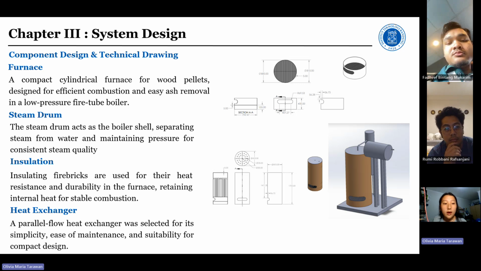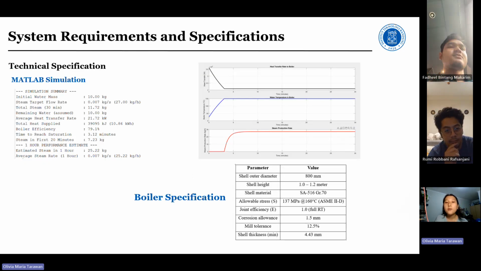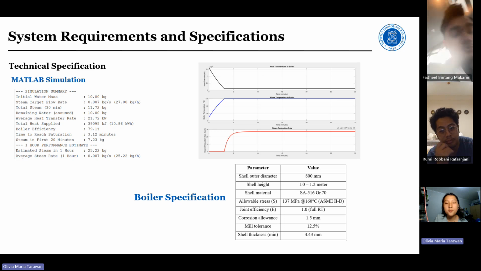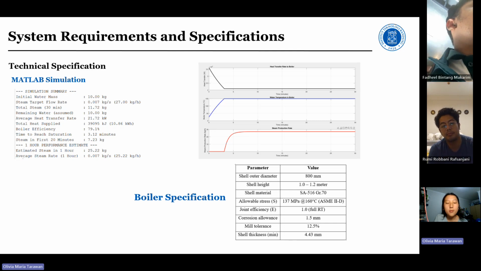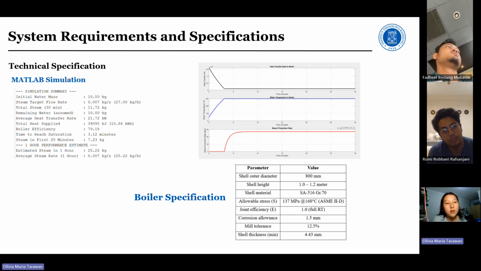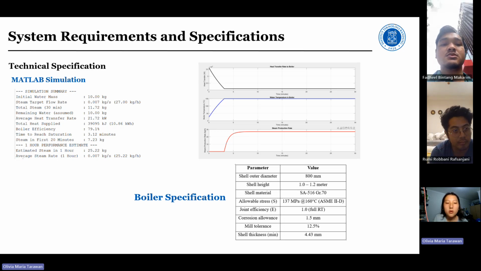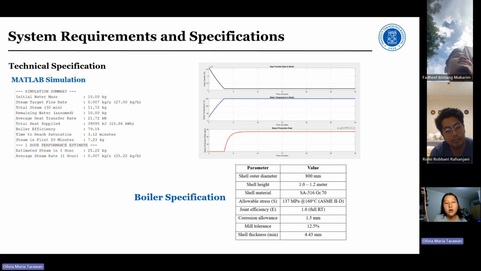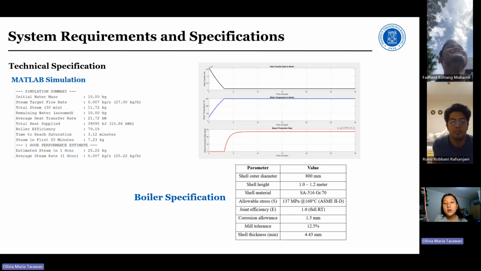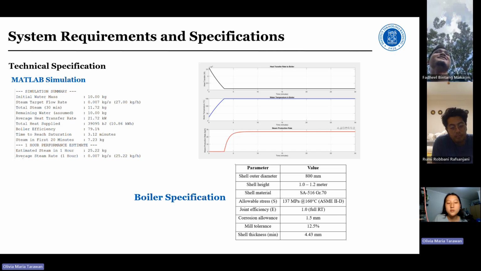The next one is the system requirement and specification. We use MATLAB to help us show how the system and the boiler work, and we simulated over about 30 minutes. When we begin, we assume there are 10 kilograms of water inside the boiler, and within just 3.1 minutes, the water reached saturation temperature at 150 degrees Celsius, as shown in the second graph. This indicates a fast startup, which is suitable for batch operation.